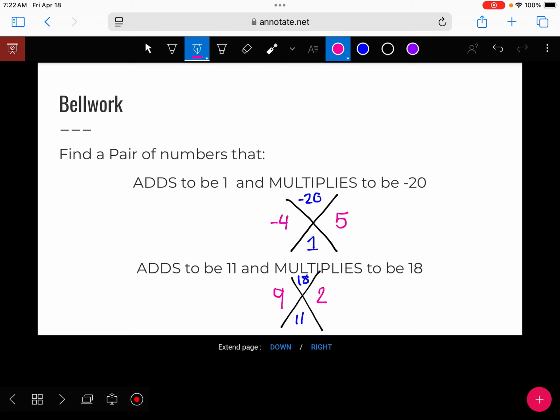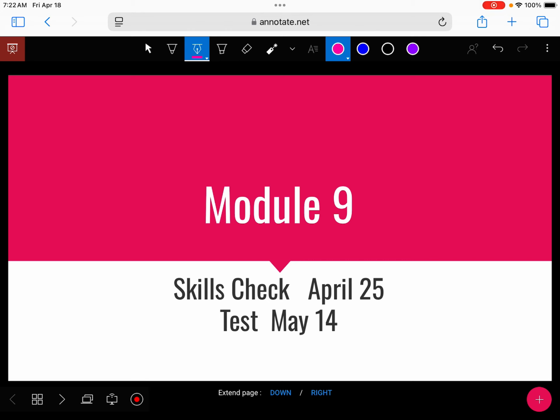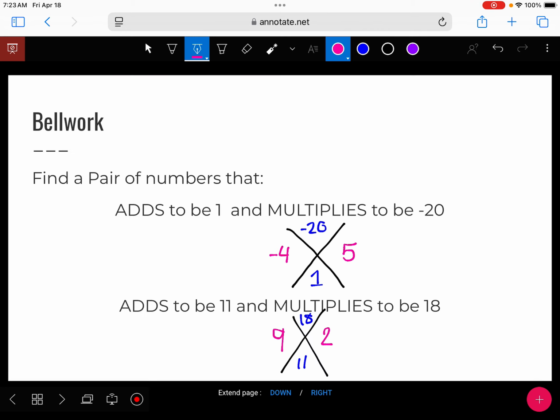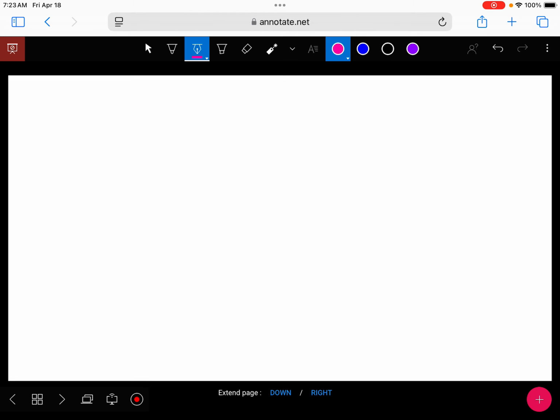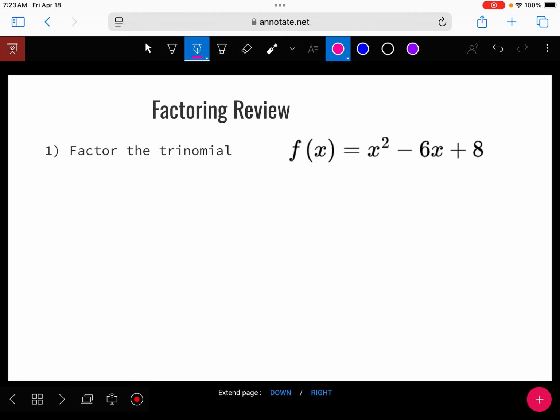The chapter test will be on April 25th, or no, May 14th. Well, a skills check April 25th. Yeah, and it's a week before the last day of school. The skills check, yes. It'll just be over some simple things. So this is a really important bit to be able to do this factoring. So I want us to remember how to do this.